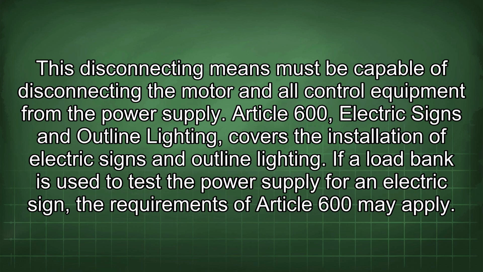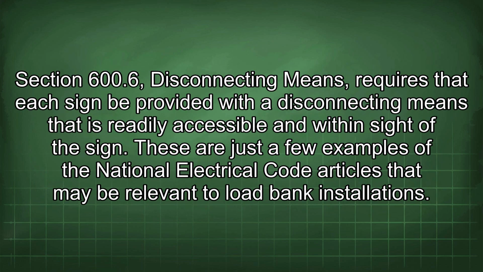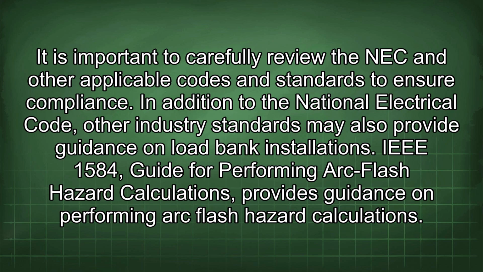Article 600, Electric signs and outline lighting, covers the installation of electric signs and outline lighting. If a load bank is used to test the power supply for an electric sign, the requirements of Article 600 may apply. Section 600.6, Disconnecting means, requires that each sign be provided with a disconnecting means that is readily accessible and within sight of the sign. These are just a few examples of the National Electrical Code articles that may be relevant to load bank installations. It is important to carefully review the NEC and other applicable codes and standards to ensure compliance.